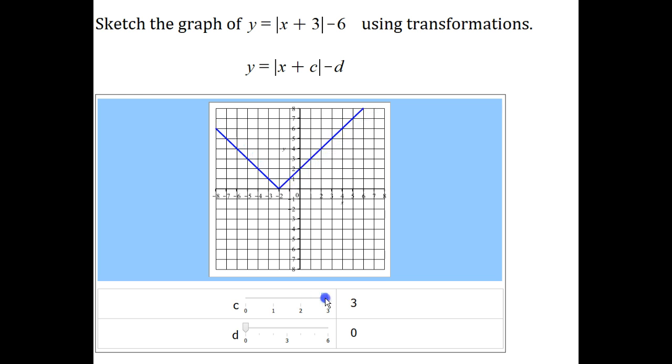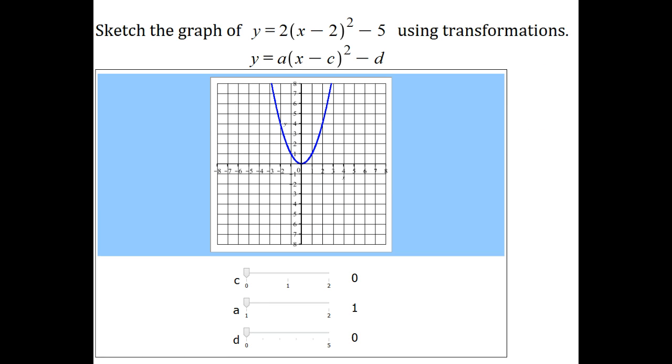Okay, so now going to the graph here, when we vary the parameter c from 0 to 3, that shifts the graph left 3 units. Now as we vary the parameter d from 0 to 6, that's going to move each point on the graph down 6 units. And this is the final product. Alright, so notice the domain of this function is all real numbers. It goes to the left and to the right forever, keeps extending, but the range in this case would be from -6 up to infinity.